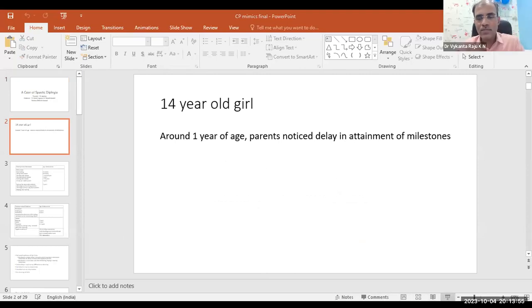So this is a 14-year-old girl who, around 1 year of age, presented with parents noticing a delay in the attainment of milestones, such that in the gross motor domain, neck holding was at 5 months, sitting with support at 8 months, standing with support at 1.5 years.